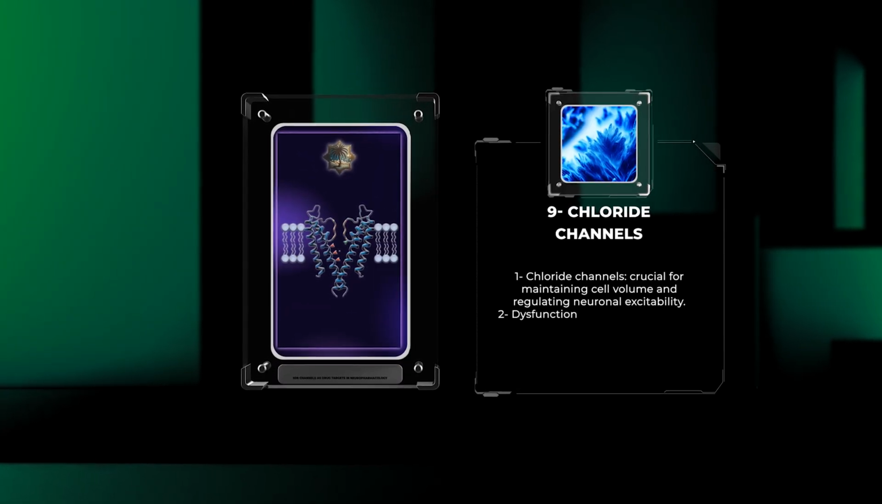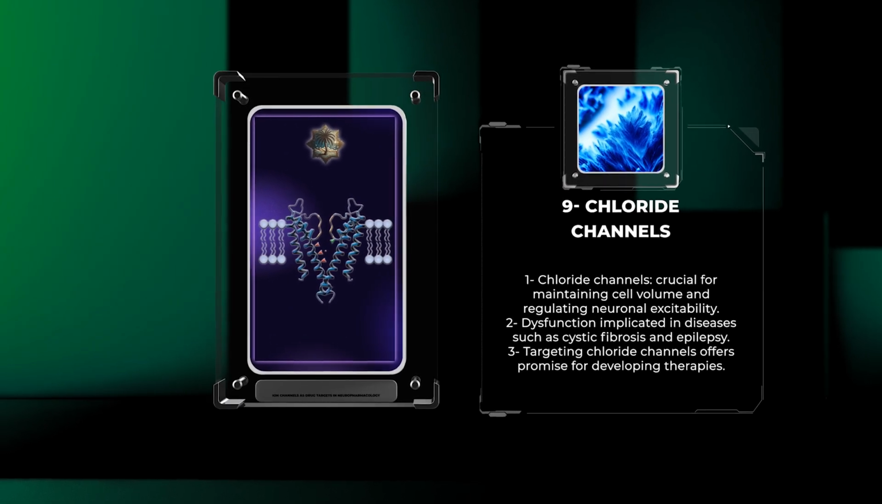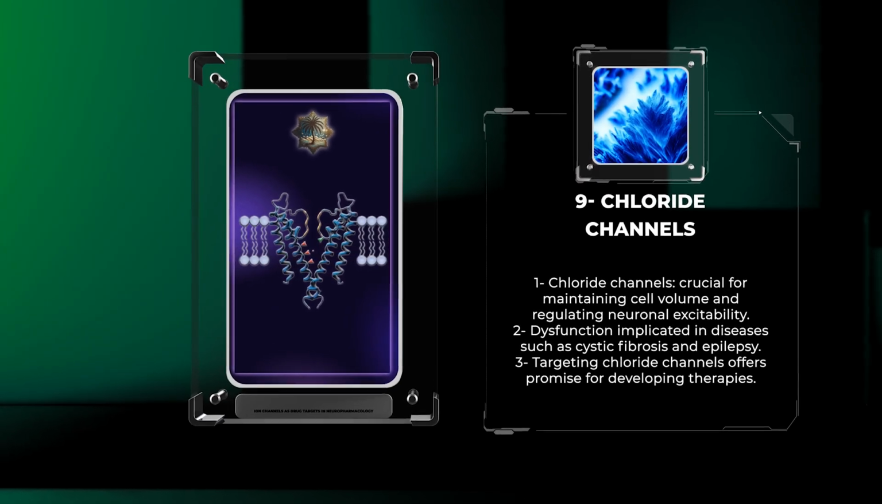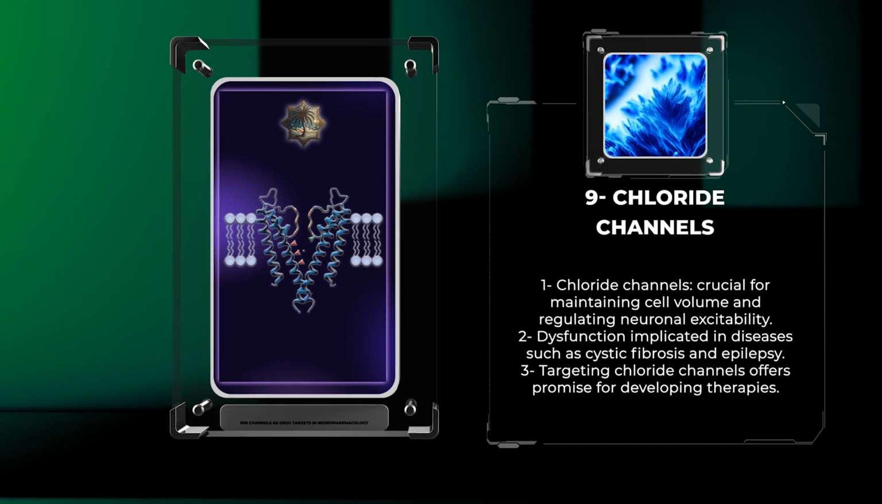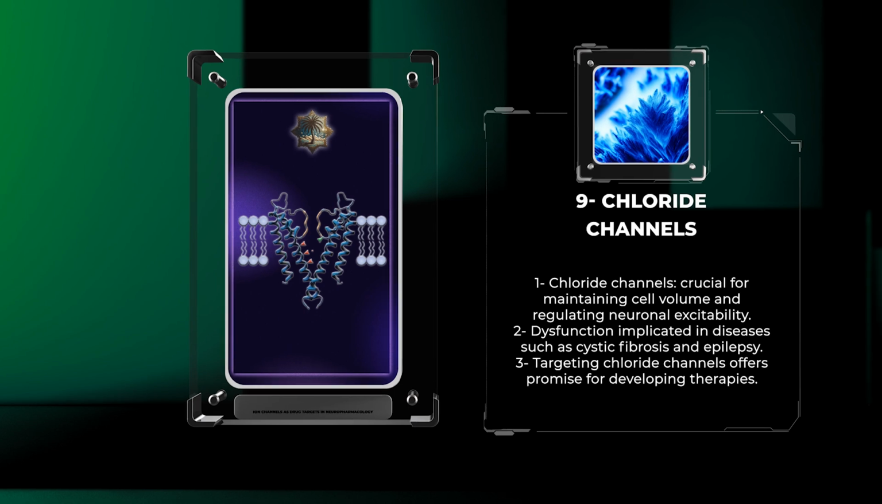In summary, chloride channels play a crucial role in maintaining cell volume and regulating neuronal excitability. Dysfunction in these channels is implicated in diseases such as cystic fibrosis and epilepsy. Targeting chloride channels with pharmacological interventions has shown promise in the development of therapies for these disorders.